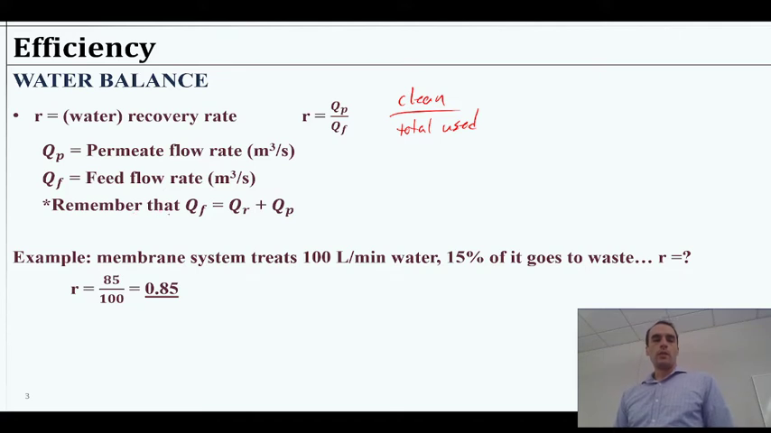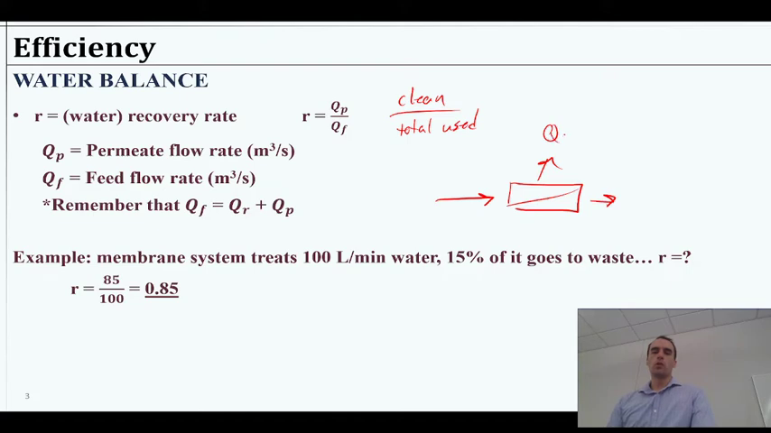Okay, then just a side note here. When we are talking about some sort of a membrane system, we have the three directions to go: we have a QR here, QP, and a QF. Essentially, QF is going to be equal to the sum of the other two, right? We have a water balance. That's all I'm reminding you of here, that we have conservation of water across the system.